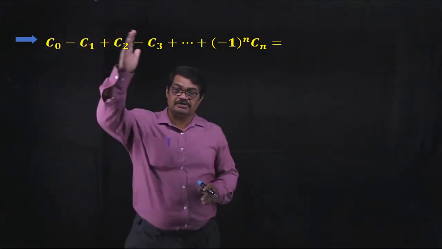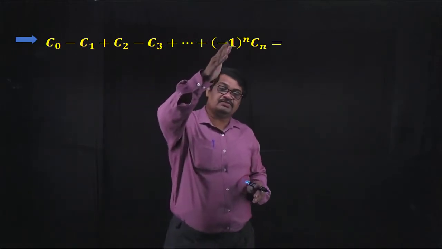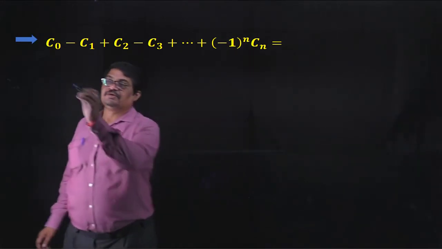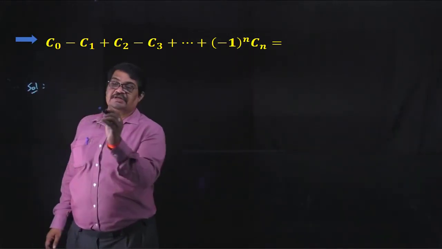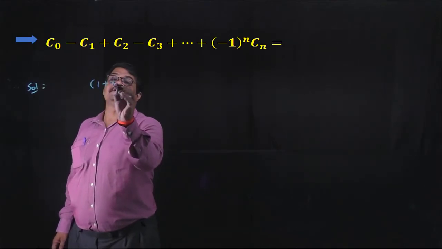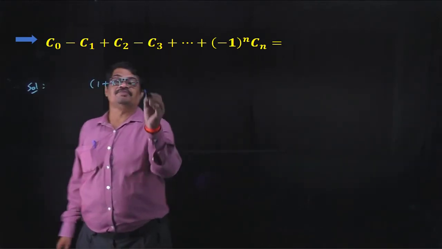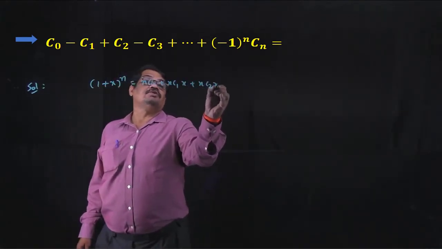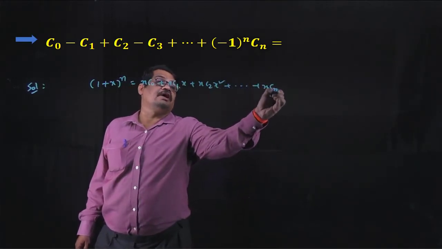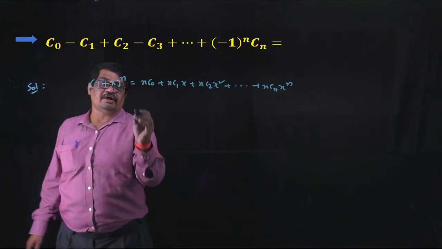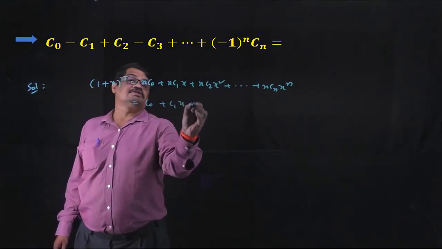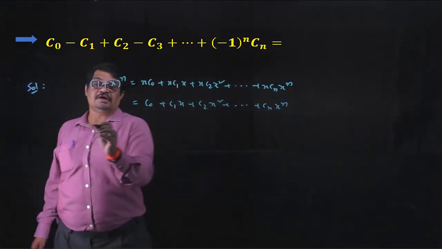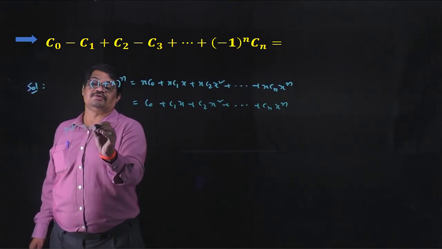C0 minus C1 plus C2 minus C3 and so on, minus 1 power n Cn is equal to? Now I have to find the sum of this series. See the solution. We consider the expansion of (1 plus x) whole power n. This expansion is nC0 plus nC1 x, nC2 x square and so on, nCn x to the power of n. Simply we are writing this as C0 plus C1 x plus C2 x square and so on, Cn x to the power of n. In that we have to put x is equal to minus 1.